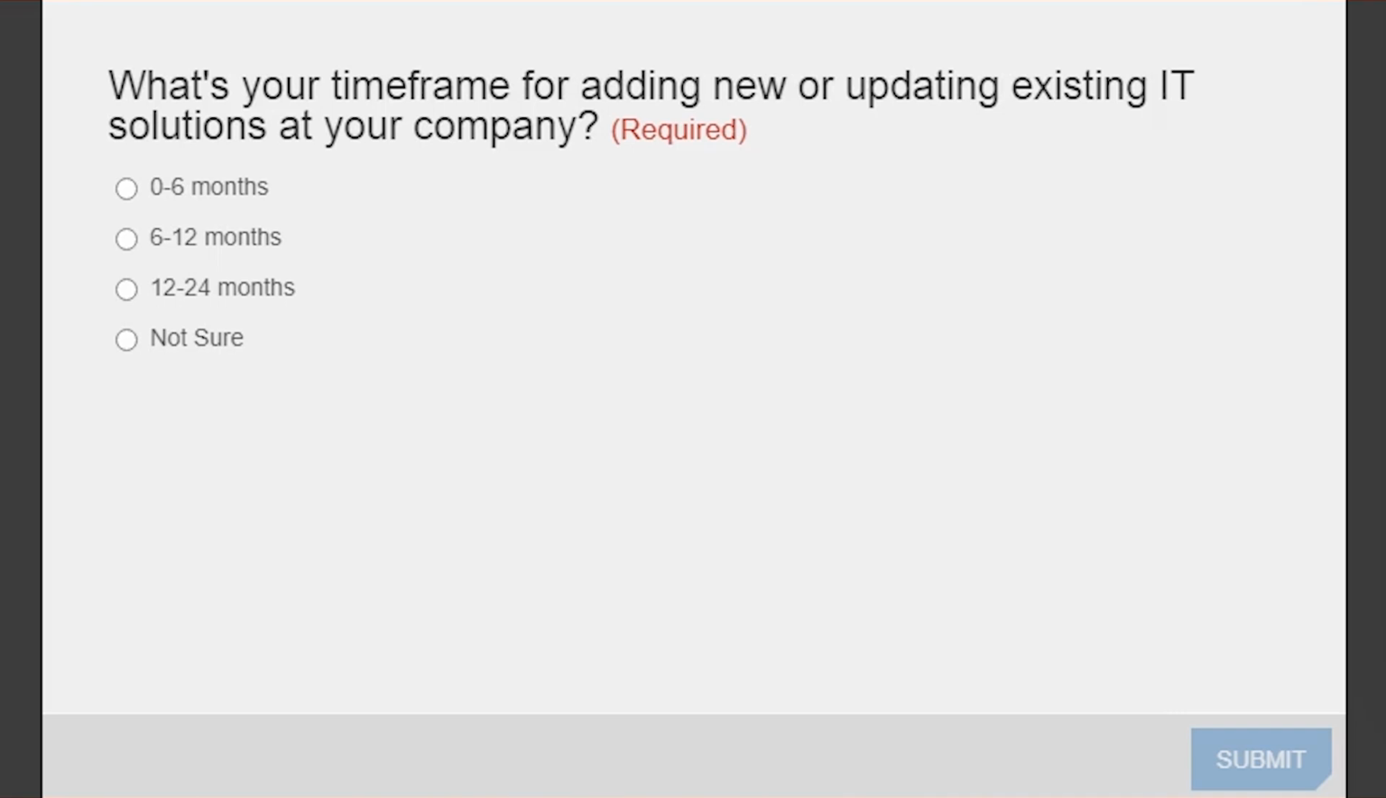Now, speaking of taking action, I've got a poll up on the screen for all of you now. What we're looking for is, what is your time frame for adding new or updating existing IT solutions at your company? So today we're talking about a lot of this recovery with RTO and RPO. So if that's something that you're thinking about at your organization, what is the timeline that you'd like to make those changes, whether it's starting a whole new strategy or maybe updating existing strategies?